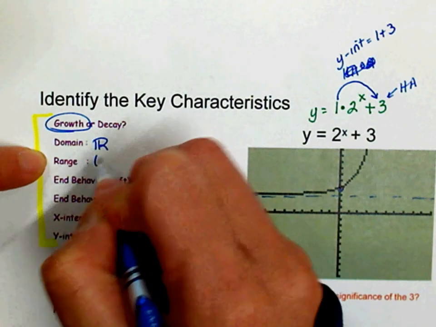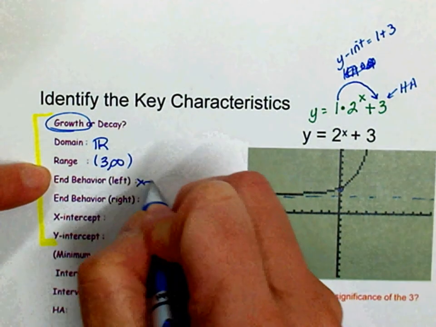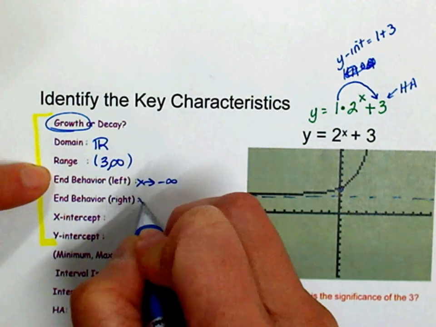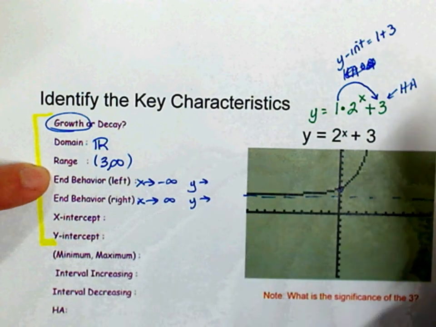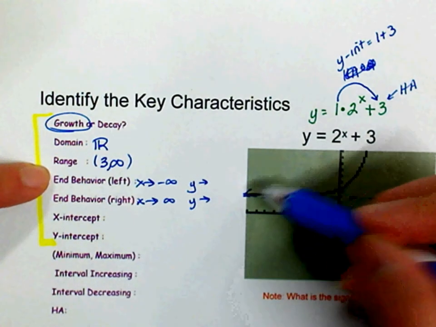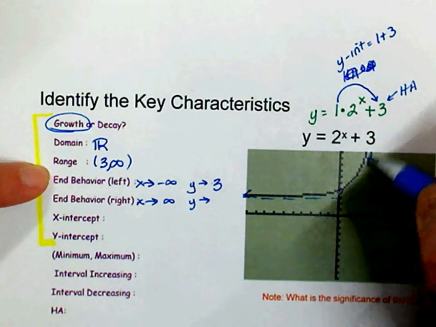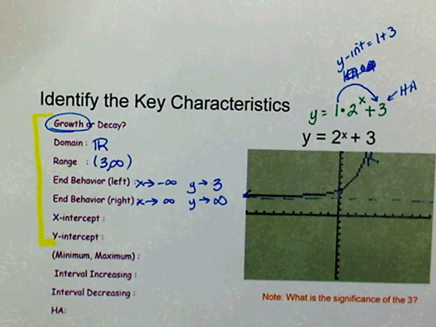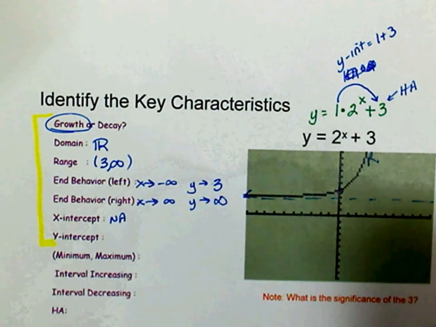In end behavior, left is negative infinity. To the right is positive. Figure out the y. Here's your left. It's approaching 3 but never crosses. To the right, it keeps going up. Okay? X-intercept, it never crosses the x-axis. Your y-intercept is 0, 1 plus 3 is 4.